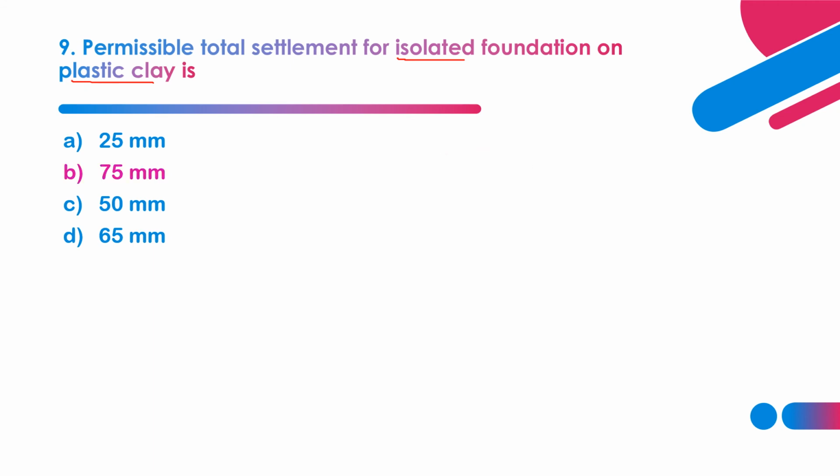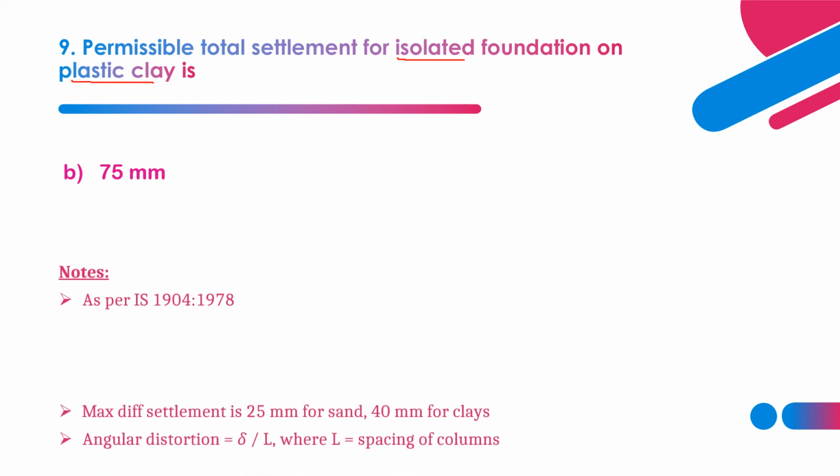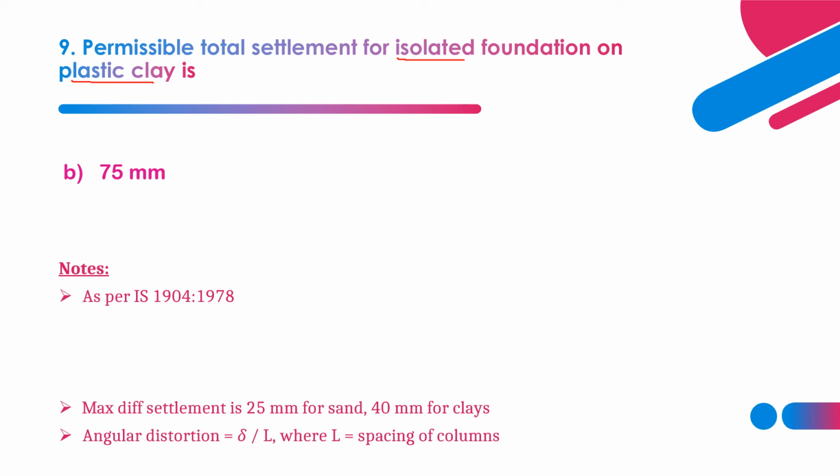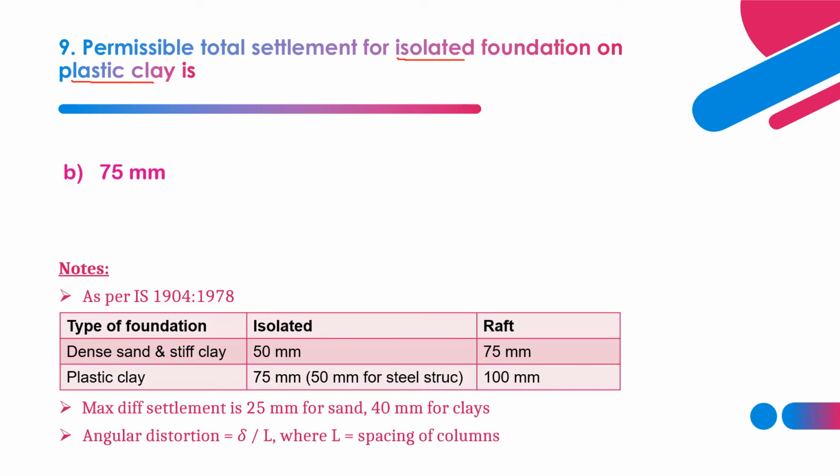So the allowable settlement is 75 mm in an isolated foundation on plastic clay. Now let's see other strata corresponding to the foundation. As per IS 1904, for the type of foundation, isolated or raft, we can get the allowable settlement. For dense sand or stiff clay, for an isolated foundation it is 50 mm, for raft it is 75 mm.